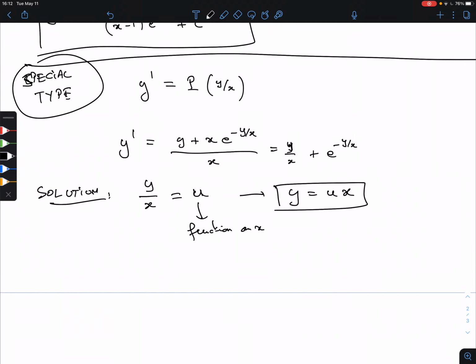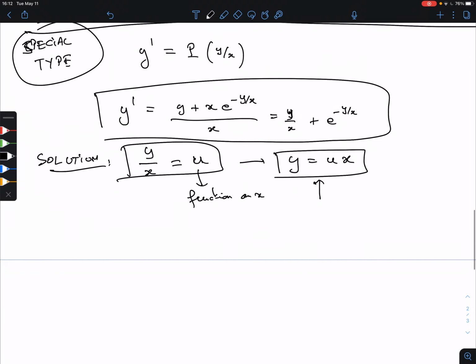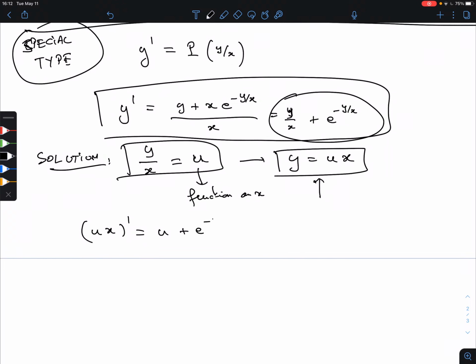Let's solve this equation here. Well, we're going to plug this in. Now remember, this is actually this. So what do we get? We get y prime, that's (ux) prime, is equal to, well, here we have the form already where everything is written in terms of y over x. So this is u plus e to the minus u. I'm just plugging in, using this plug-in here for these two guys. This is just u, this is u, this is u.